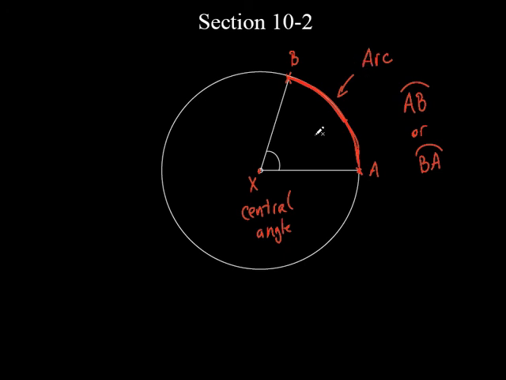Make sense? So if this angle X was 40 degrees, or angle BXA was 40 degrees, what do you think arc AB or arc BA is equal to? It's also equal to 40 degrees. It's exactly the same. That's only true when it's the central angle. Everybody with me on that? So it's true when it's the central angle. It's equal to the arc that it cuts off. That's kind of nice.